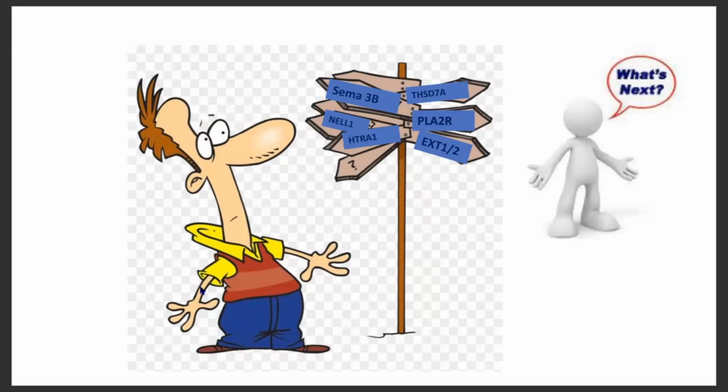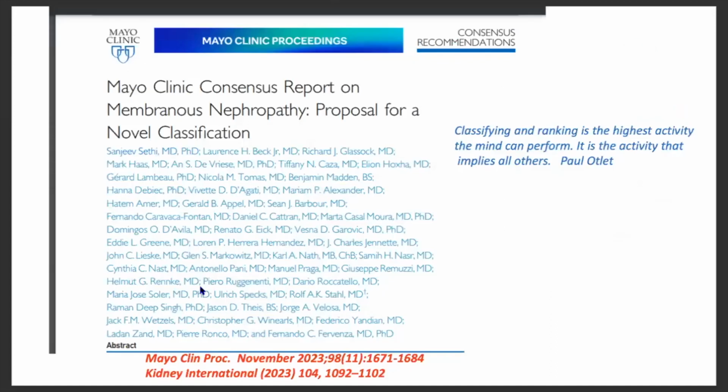There was confusion because these target antigens were discovered so quickly, there was no time to actually sit back and see what is the exact clinical picture in which we want to fit them in and help the clinician. Most of these antigens were discovered by Mayo Clinic, and it was natural that they needed to come up with a consensus report to clear the confusion. Recently, I think in November, it came out. This paper was published simultaneously in Kidney International and Mayo Clinic Proceedings.